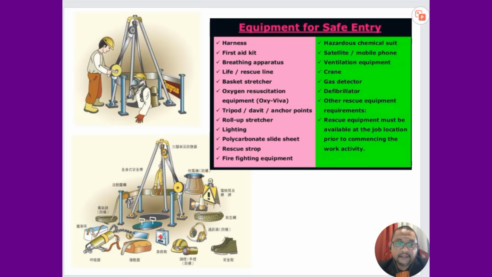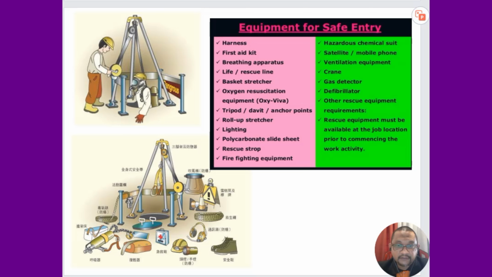Number six, entry and retrieval equipment. Tripods and davits are used for raising and lowering workers into vertical space. Okay, vertical space like tanks and manholes. Winches provide mechanical assistance for retrieving personnel in the event of an emergency.